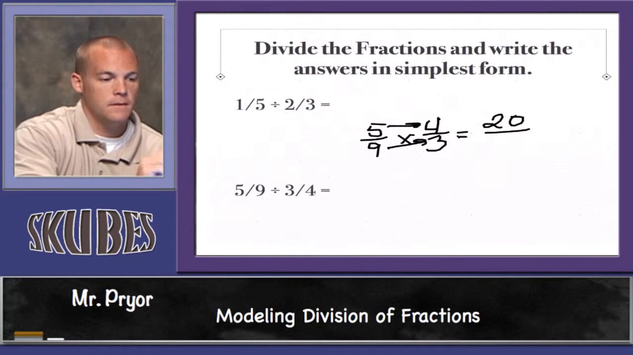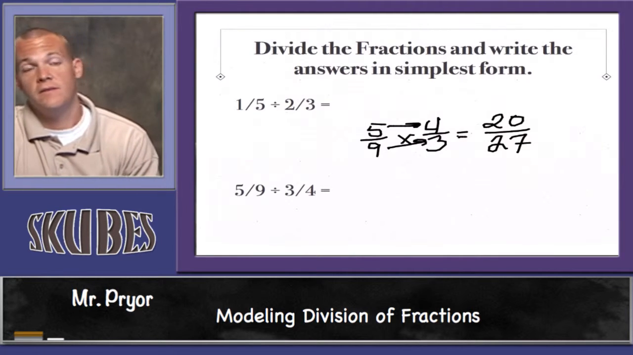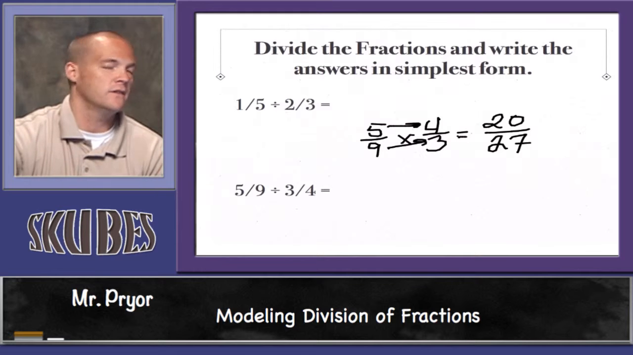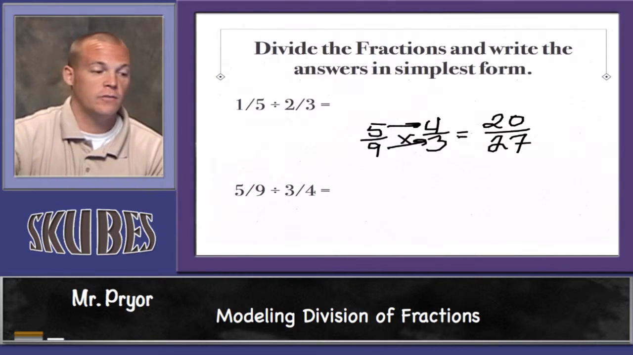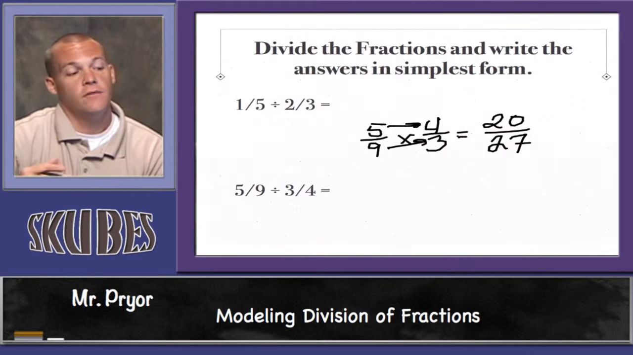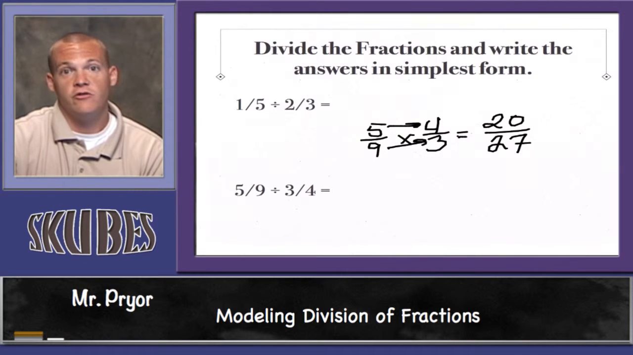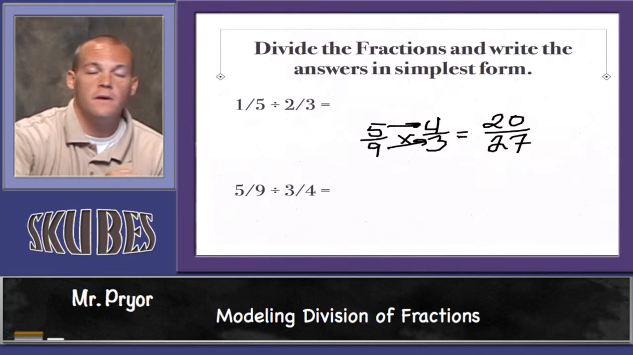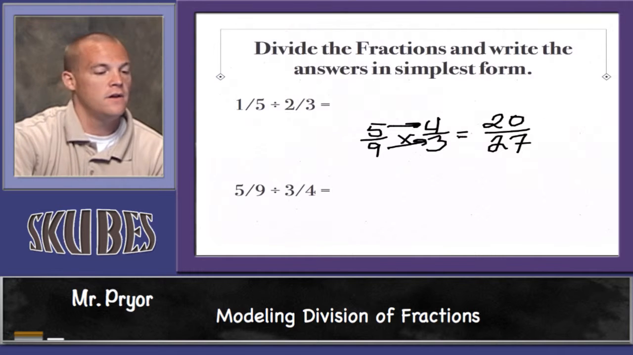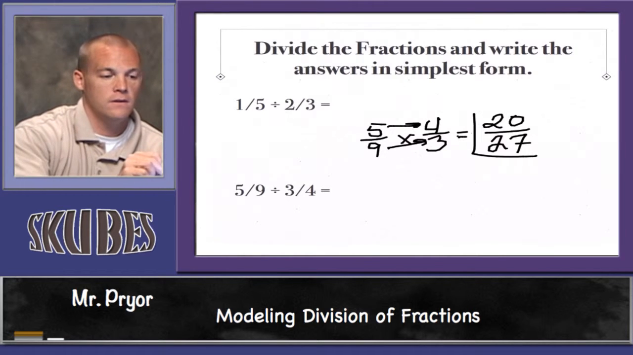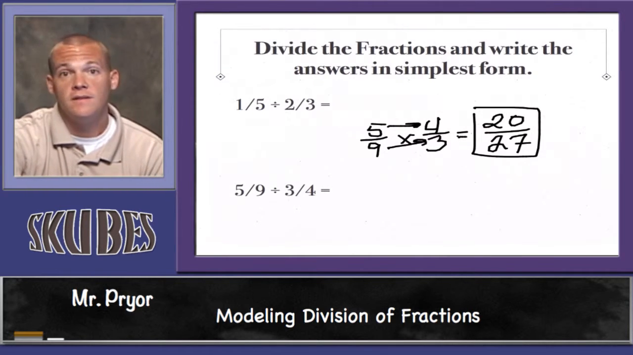9 times 3, 27. Just be careful with your multiplication because there can be some issues. You can do all this process correctly and not multiply right and get the problem wrong. So just because you know how to divide fractions, you need to be careful to make sure you're doing the basics correctly, which is multiplying. You end up with 20/27. Is there a number that goes into both 20 and 27? No. So your final quotient would be 20/27.